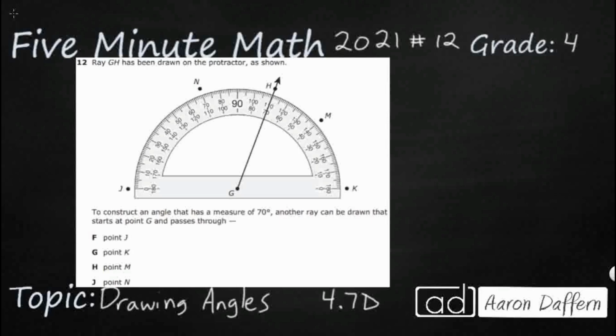Today we are looking at the 4th grade concept of drawing angles. This is standard 4.7D in the great state of Texas, and we are using item number 12 off the 2021 released STAAR test. If you have not done so already, please go ahead and take a moment to pause the video, work this problem out on your own, unpause it, and then we will look at our answers together.